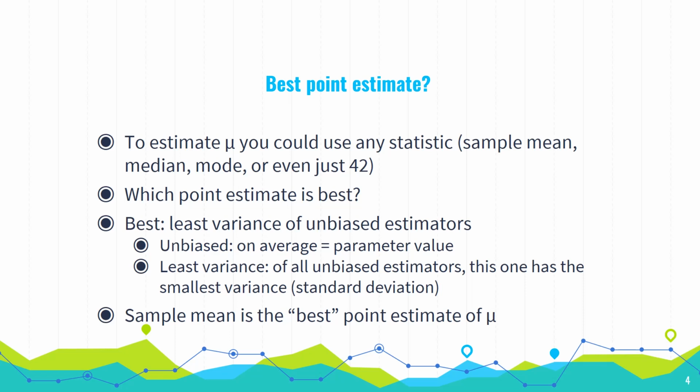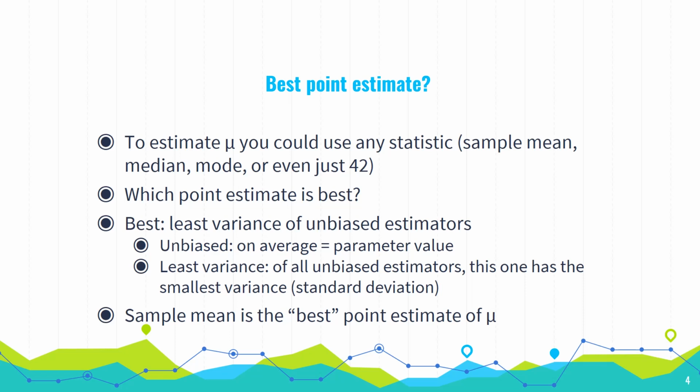If no matter what population, I just say the population mean is 42 every single time, well, that has zero variance. That's all fine and dandy, but it's super biased. Depending on the population, 42 is going to be biased negatively or positively, right? So that's not the best estimator. It's very biased, even though it has zero variance.